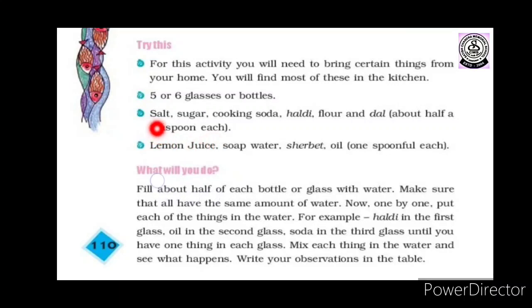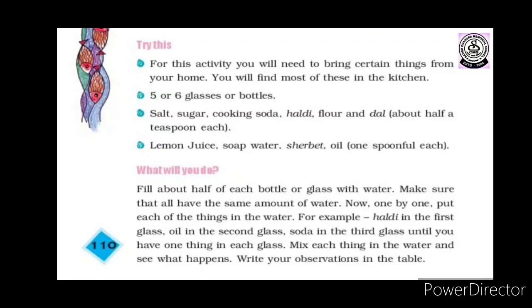Now you need salt, sugar, cooking soda, haldi, flour and dal, about half a teaspoon each. Now collect all these things. First of all, take 5 to 6 glass bottles, and make sure they are transparent so that you can see from outside. And fill all the glasses or bottles with water.